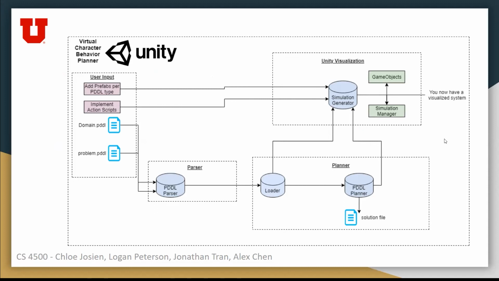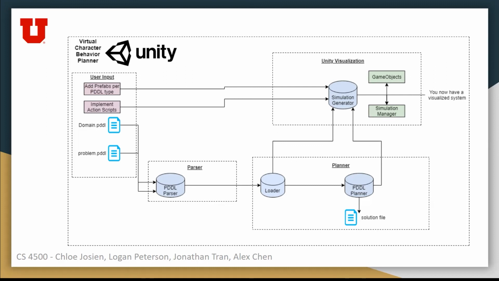Here is also our architecture diagram for our project. All of this is built into Unity, and as you can see, similar to the demo, the user has to give us a domain file and a problem file, which then gets sent to our PDDL parser, which then gets sent to a loader in the planner, and then that loader sends objects to the simulation generator and our PDDL planner. The PDDL planner spits out a solution file, and it also sends that solution to the simulation generator.